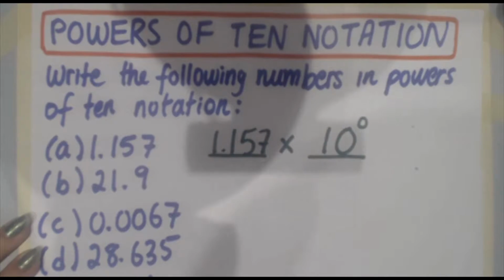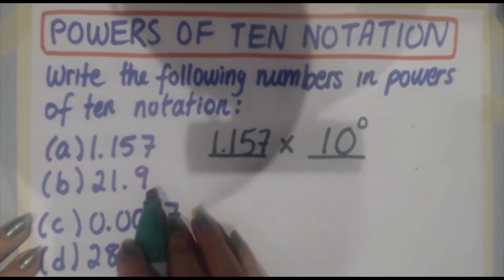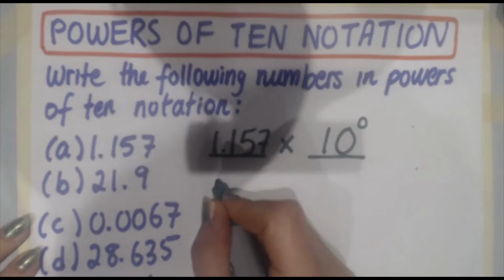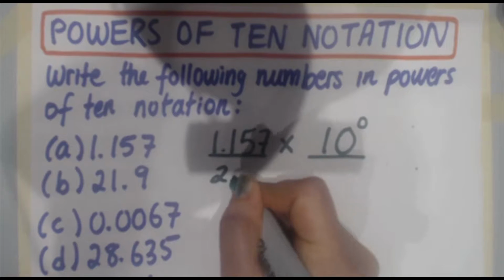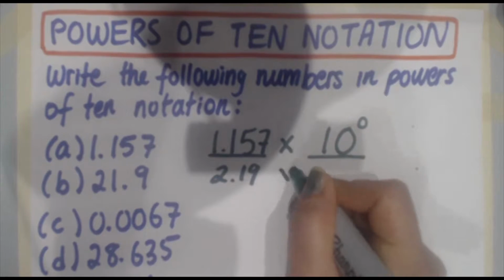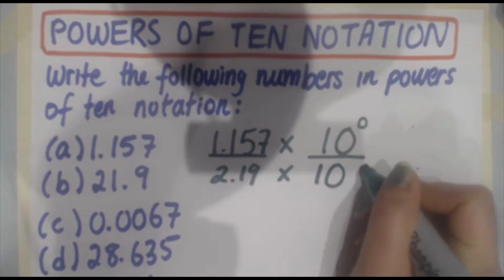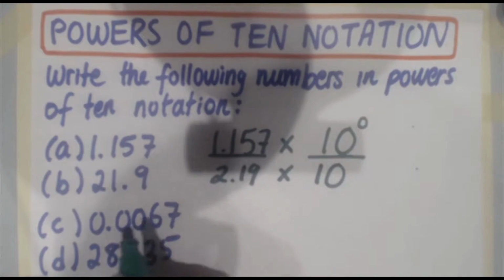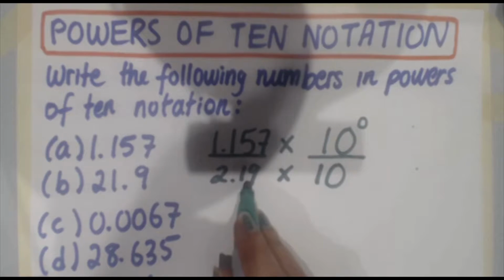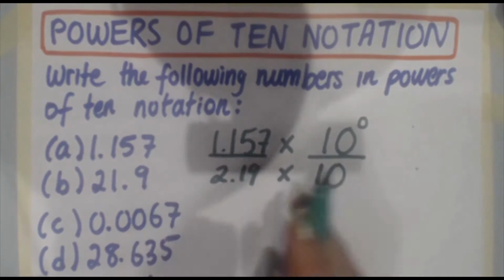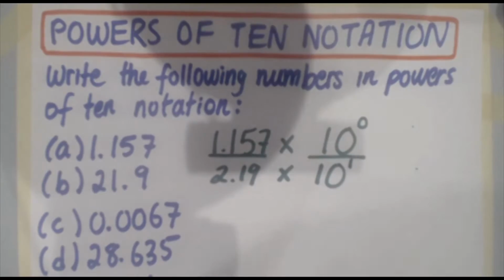Moving on to part B, 21.9. Again, the first number is greater than or equal to 1 but less than 10, so it is going to be 2.19 times 10, and the exponent goes up here in the corner. It's the exponent needed to move this decimal point to the right in order to get this value. If this decimal moves to the right one space, we will get the value 21.9. Therefore, the exponent is 1.